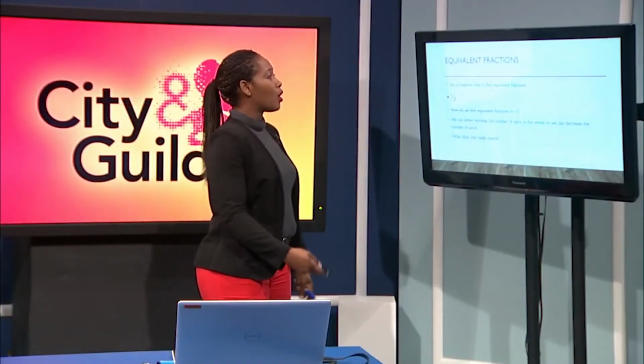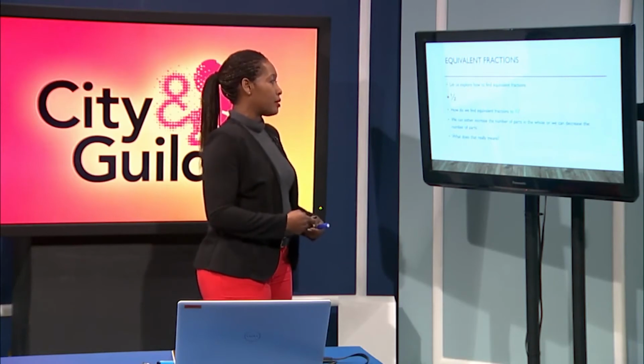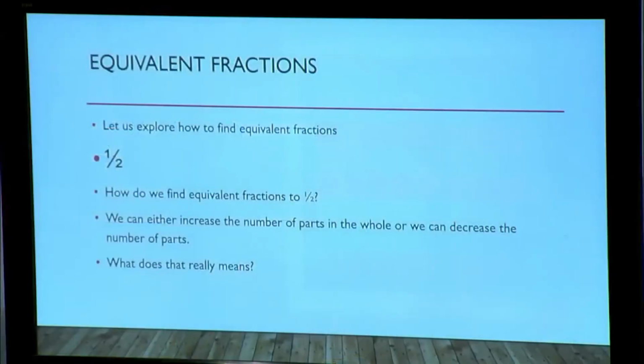So let us explore how to find equivalent fractions. If you have a half, we just did one with the fraction wall, but how do you find equivalent fractions to a half? Let's say you don't have a fraction wall, what do you do? So we can either increase the number of parts in the whole, as we did, or we can decrease the number of parts. But I don't think you can divide it into anything less than 2. So in this case, we're going to increase it.